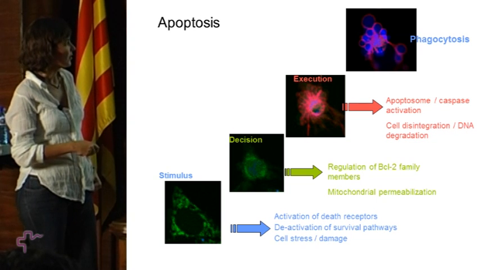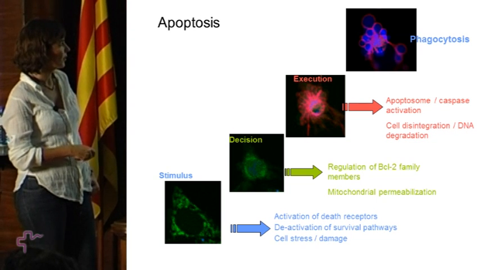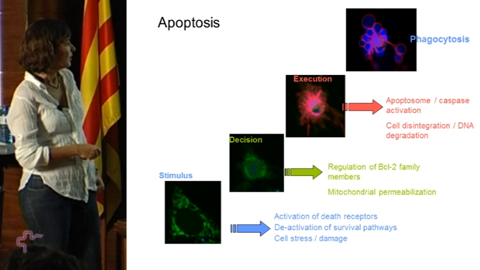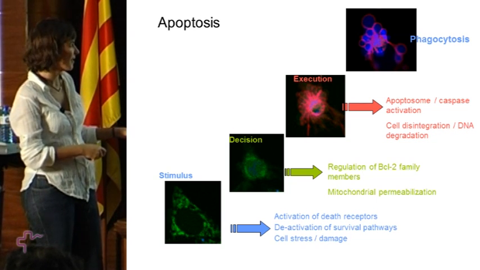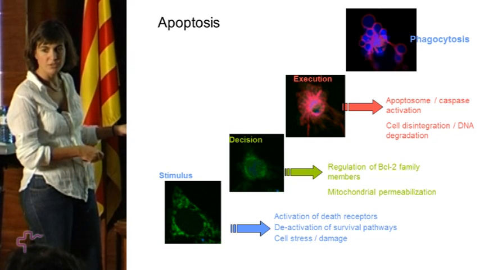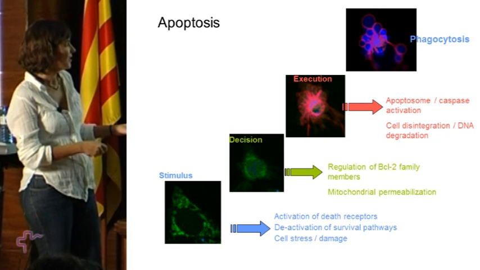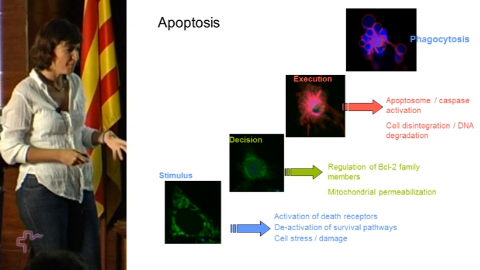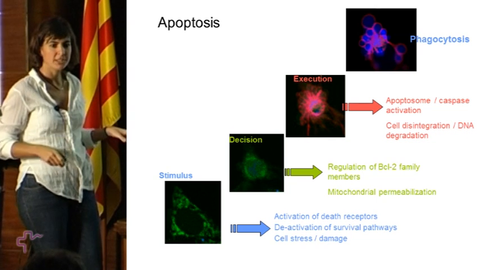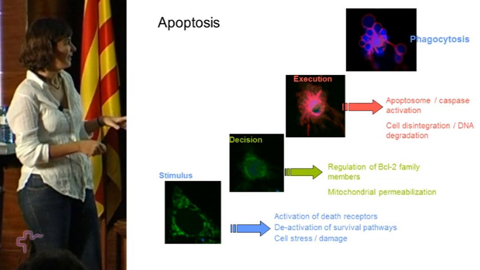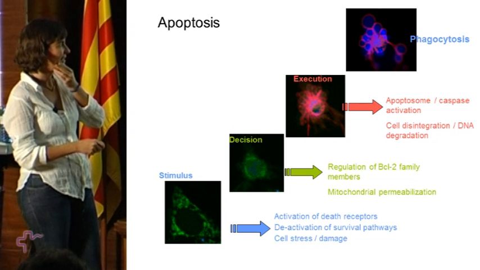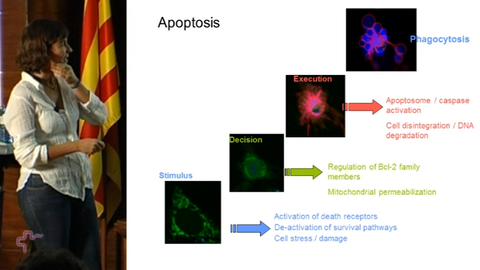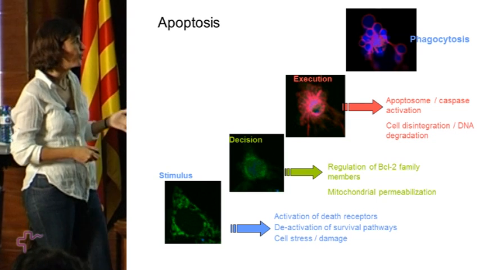In the fluorescence microscope, you can follow some steps. During the phase of stimulus, lots of things are happening, but you don't see anything. This is cytochrome C GFP in the mitochondria of the cells. In the decision phase, when the decision has been made, then mitochondria become permeabilized, and this happens because of regulation of BCL2 family members in one of the pathways at least. During the execution phase, now the cell is doomed.